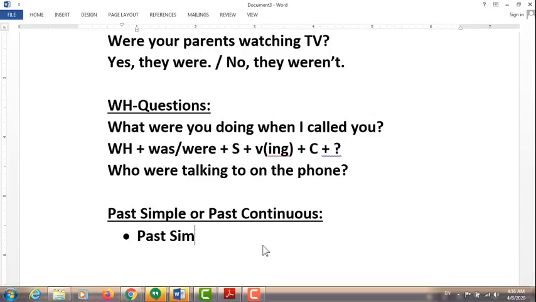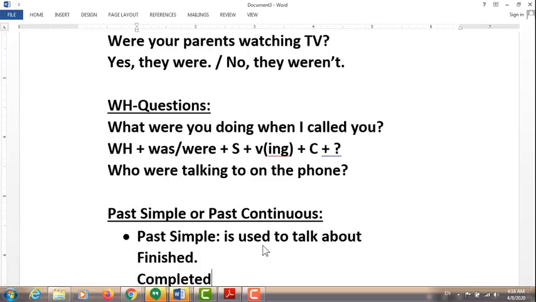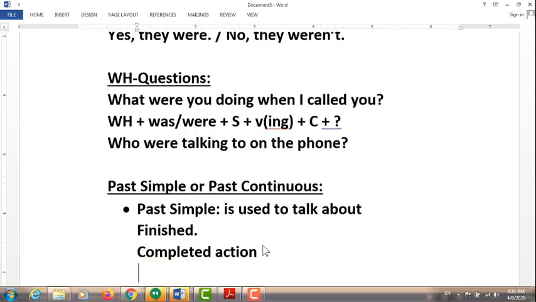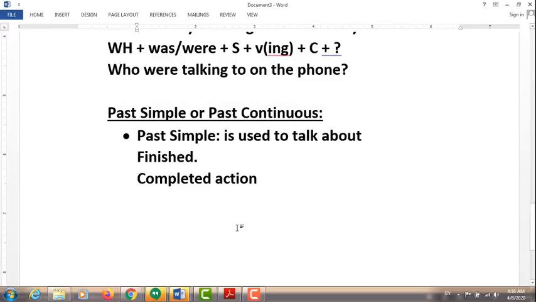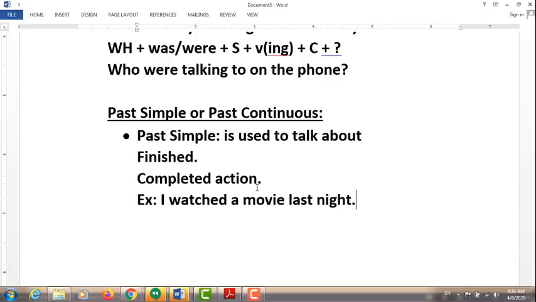Past simple is used to talk about what? Finished action, completed action. Okay, past simple is used to talk about a finished action or completed action. This is the main difference. For example, I watched a movie. So this action is completed and the time is what? Specific.